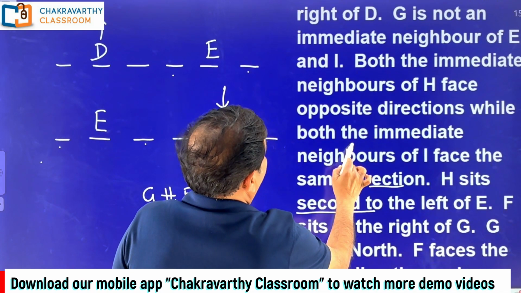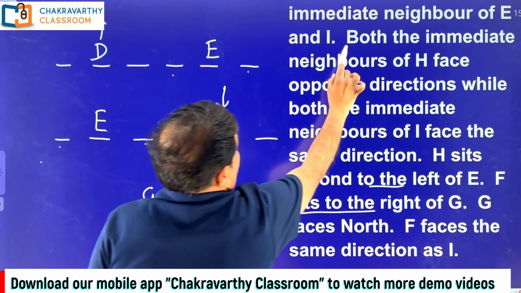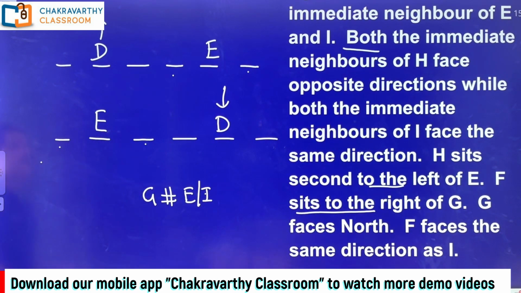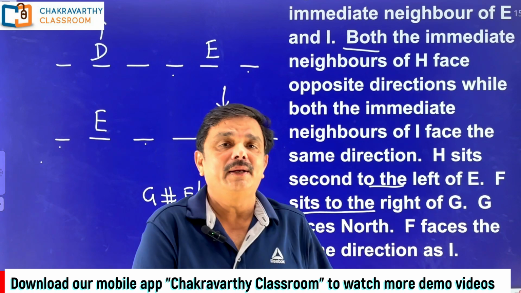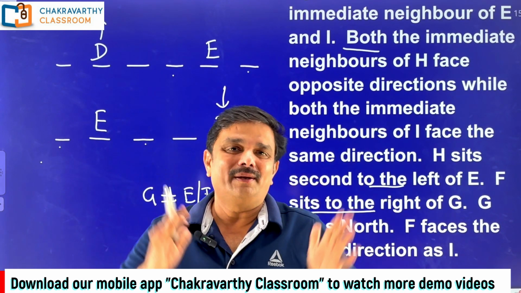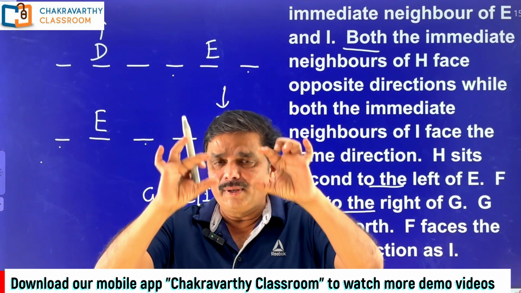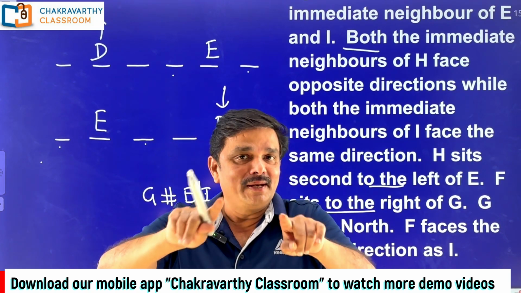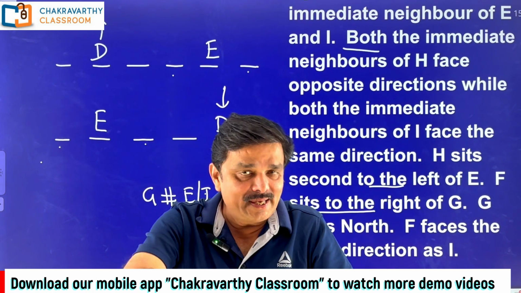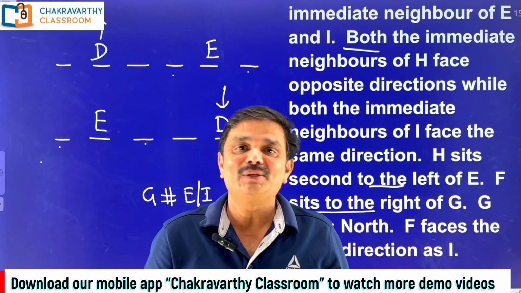Take the next clue here. Where shall we start from? Right, let's go from here. Both the immediate neighbors of H face opposite directions while both the immediate neighbors of I face the same direction. Here, some students are getting confused. When they say both the immediate neighbors of H face opposite directions, it means the neighbors face opposite directions to each other, not with reference to H.